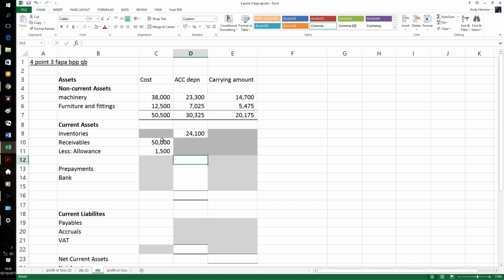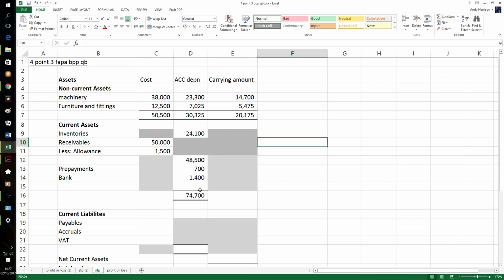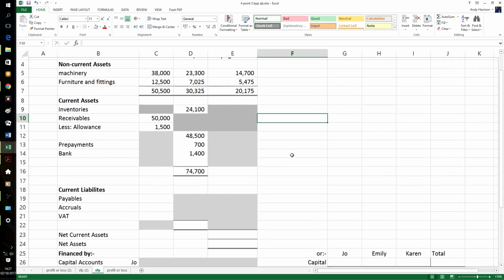So actually what we're showing is that the real value of the receivables is the sales ledger control account minus the allowance. I think I would have called that sales ledger control account and put receivables here, but so that is 50,000 minus 1,500. So notice this column for all the assets. Limited company prepayments would be added to receivables. It would be trade and other receivables, and bank of course can be negative. We've actually got an extra row here that we don't need, just to try and make you think. 74,700, that's the value of our current assets.